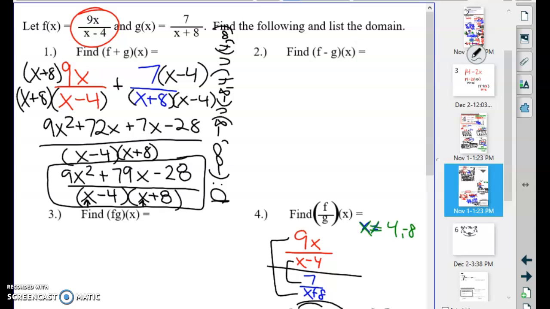So now, feel free to try f minus g on your own. It's going to be super similar. There's just going to be kind of one thing that changes. So see if you can come up with that and push pause and then check with me, or you can just fast forward through this. So I'm going to start just like my addition one. I'm going to put parentheses around that. And then now I'm going to say minus, and then I'm going to put in my 7 over x plus 8.